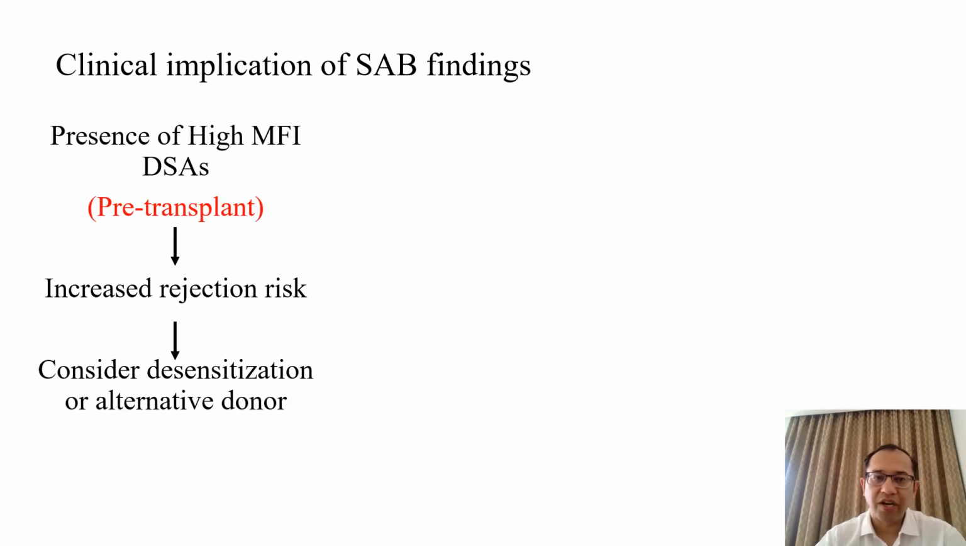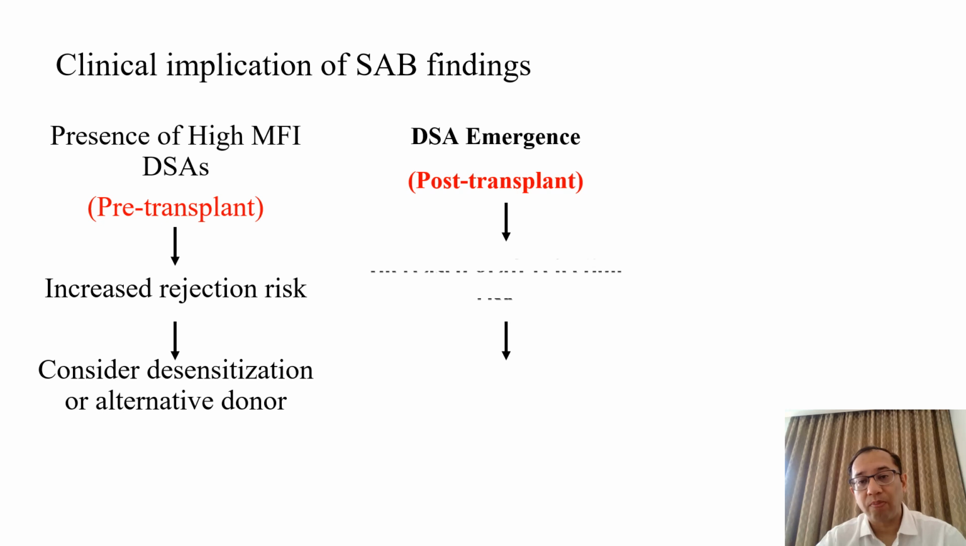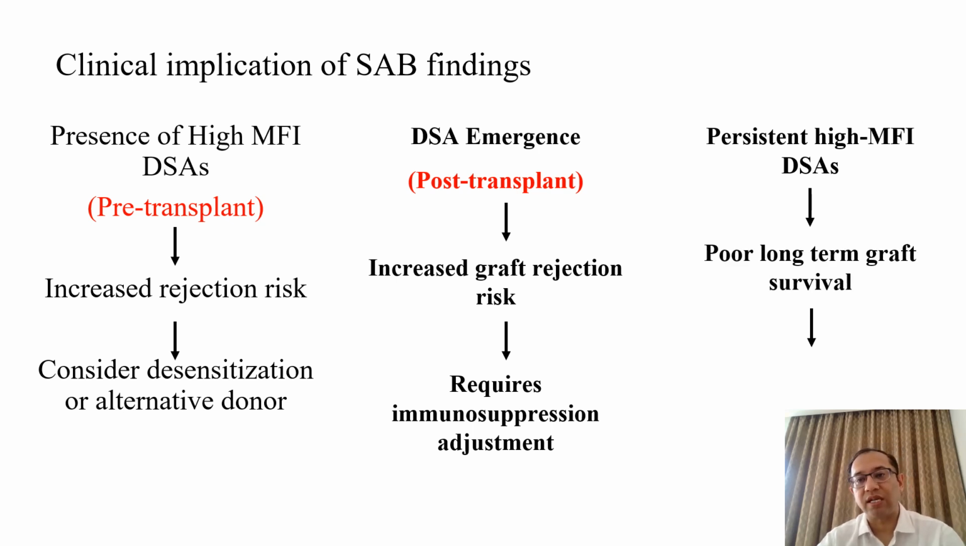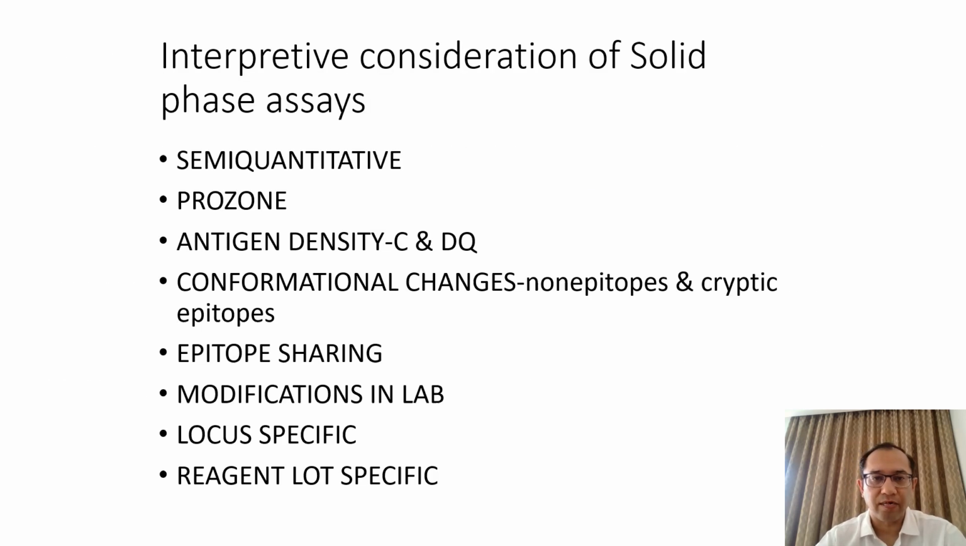You can do pre-transplant detection, and that will tell you the rejection risk. You can even do a post-transplant risk assessment, wherein you can adjust the immunosuppressive regimens. You can see the persistence of high MFI DSA, look for desensitization, predict poor long-term graft survival, and do close monitoring depending upon the SAB implication.